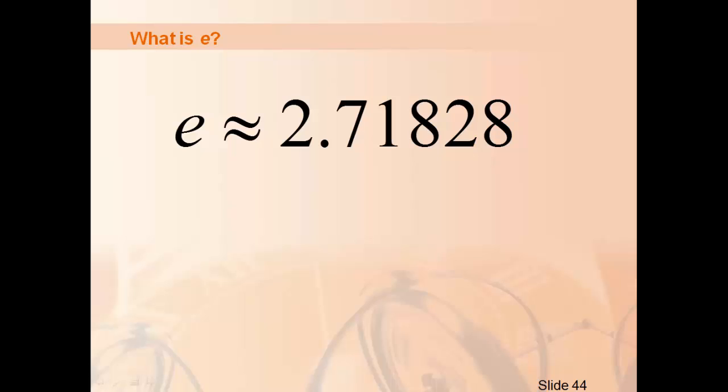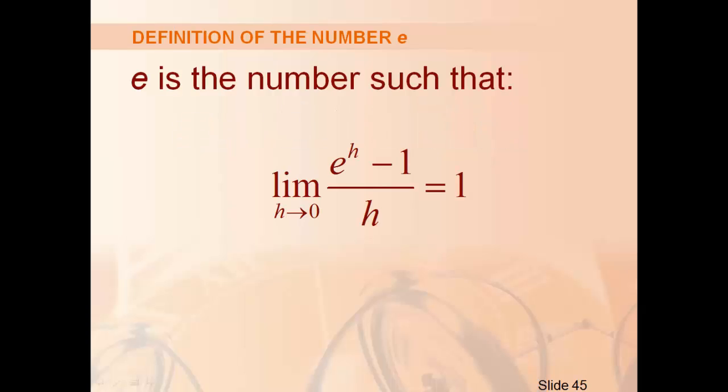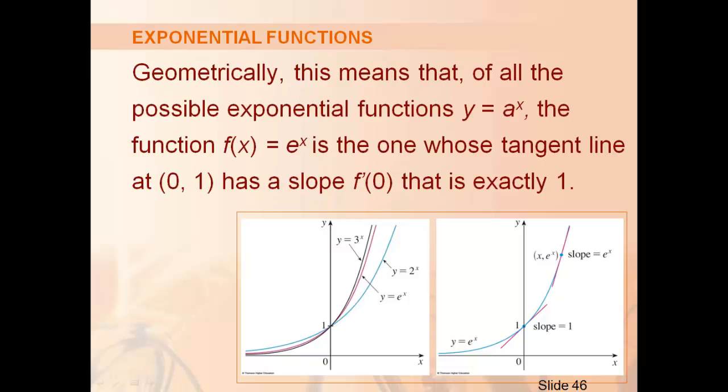Now let's look at the value e. We have said previously that e is an irrational number equal to approximately 2.71828, and we encountered this before when we were looking at tangent lines and exponential functions. And it so happens that we can define the number e to be the limit as h approaches 0 of e to the h minus 1 over h to equal 1. So e is that number that makes this limit come out to be exactly 1, or that makes the slope of the tangent line of that exponential function equal to 1.